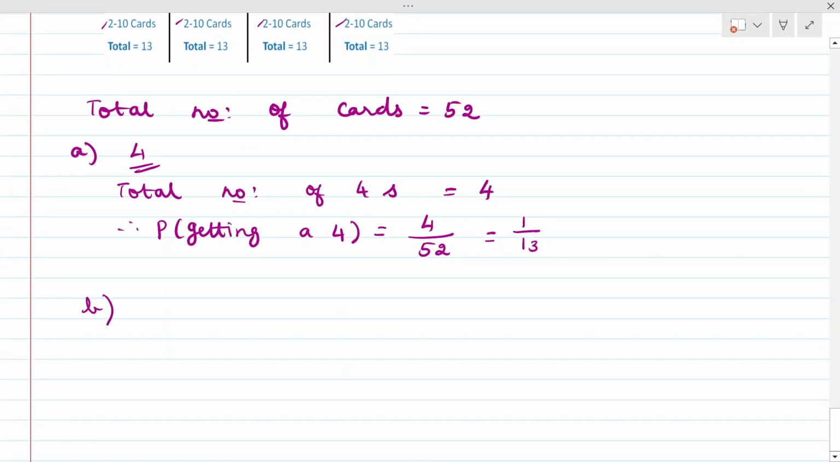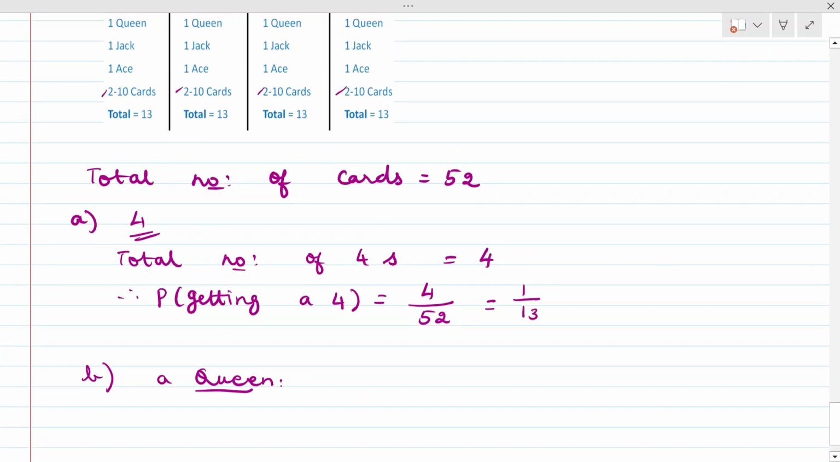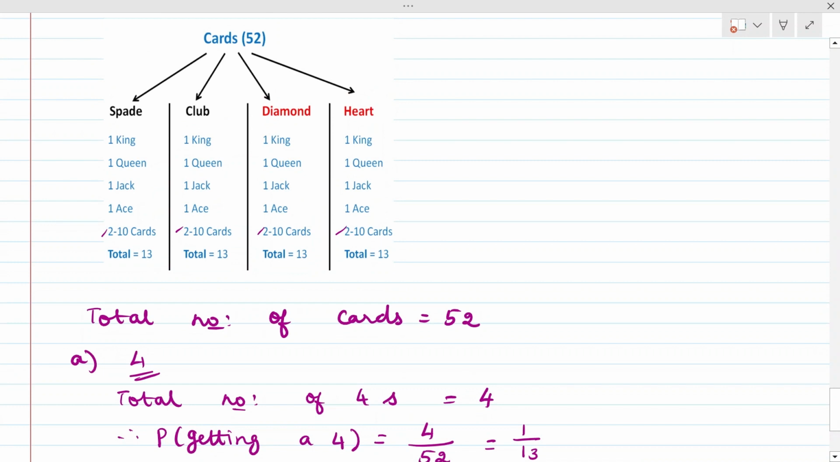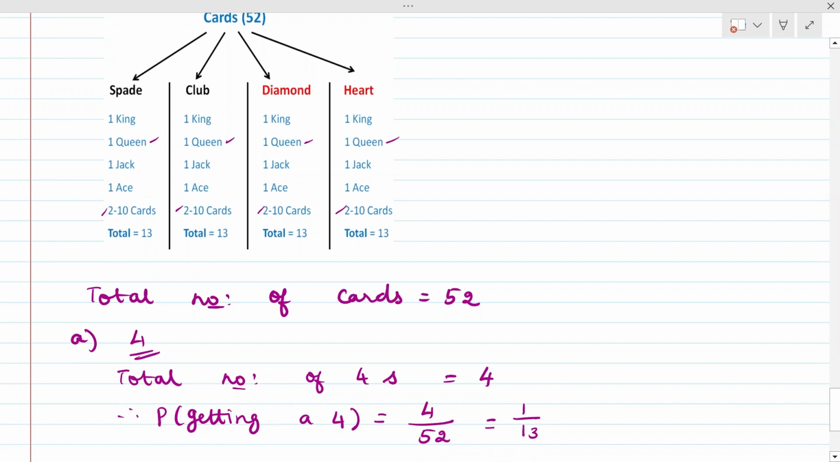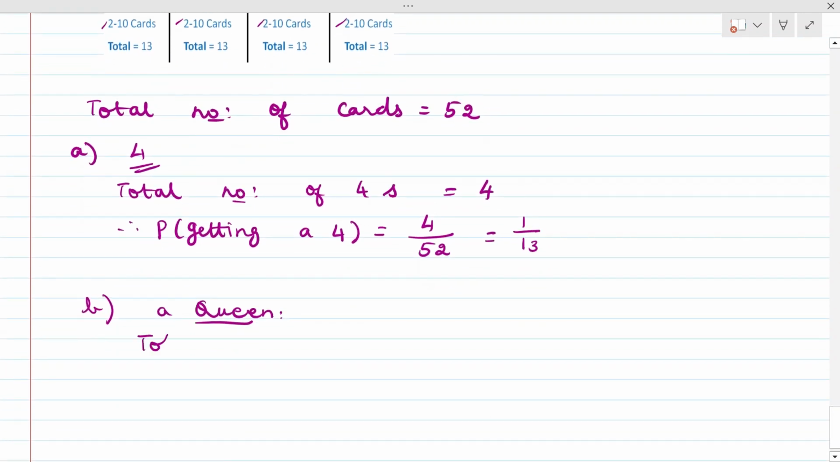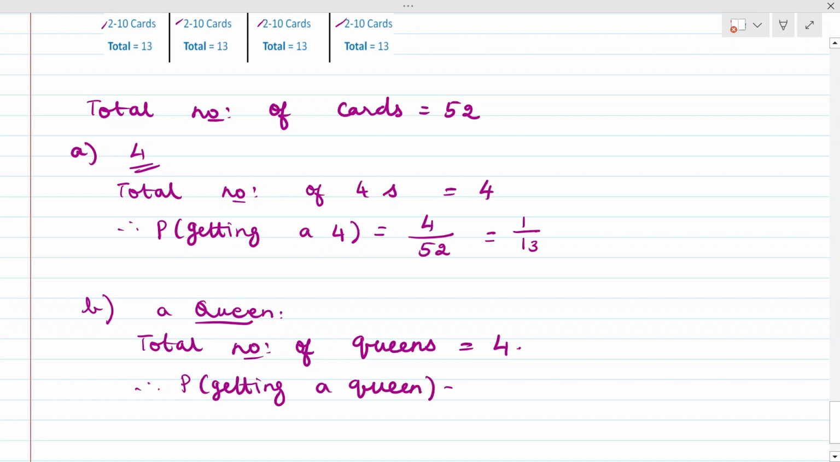Now second subdivision, a queen. Okay, so now again I'll go back here and I'll show you. We have how many queens? In spade we have 1 queen, in club we have 1 queen, in diamond we have 1 queen and in heart we have 1 queen. Totally we have 4 queens. Okay, so total number of queens. We have 4 queens. So therefore probability of getting a queen is equal to again 4 by 52, which is equivalent to 1 by 13.